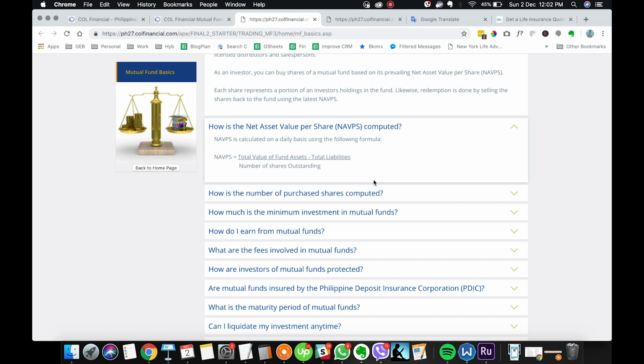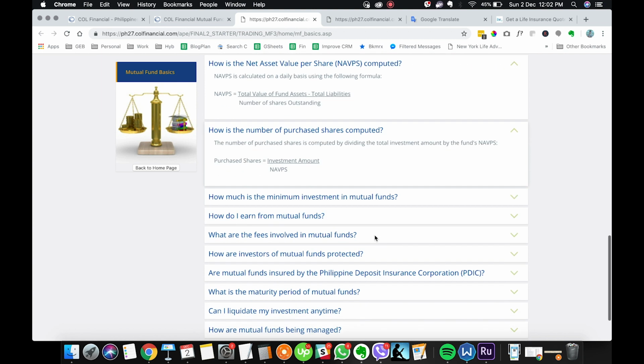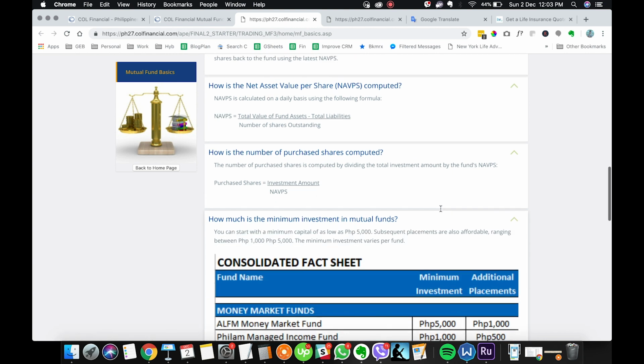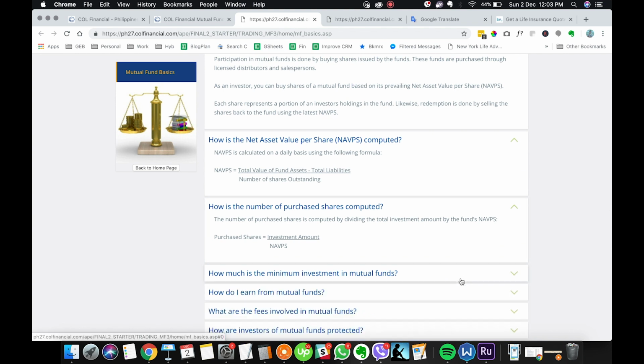I guess 300,000. Alright? So how is the number of purchased shares computed? Purchased shares equals investment amount divided by NAVPS. So again, if I have 5,000 pesos and the NAVPS is 1 peso, 5,000 divided by 1 peso, I have 5,000 shares. If it's 10 pesos, I have 500 shares. All right. How much is the minimum investment? We will discuss it in the next video.